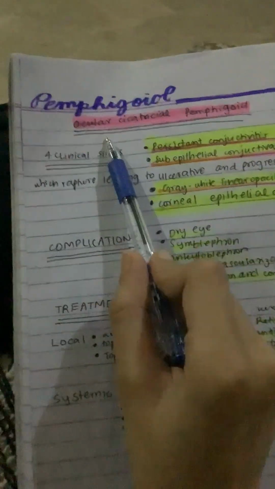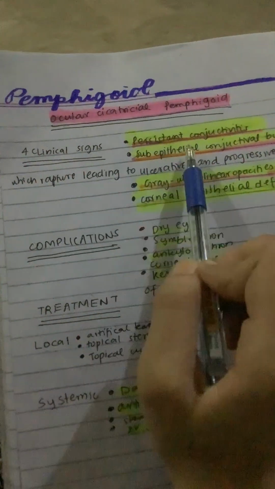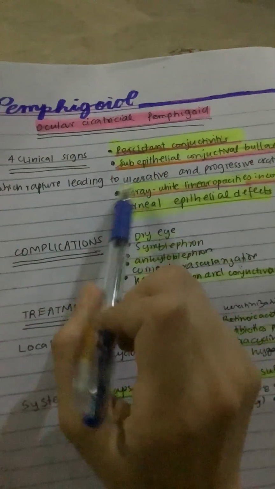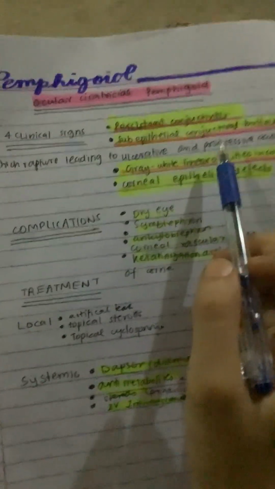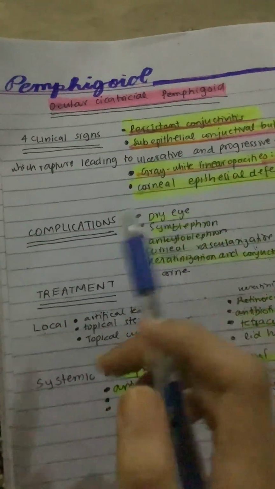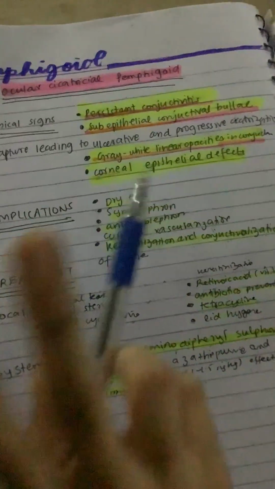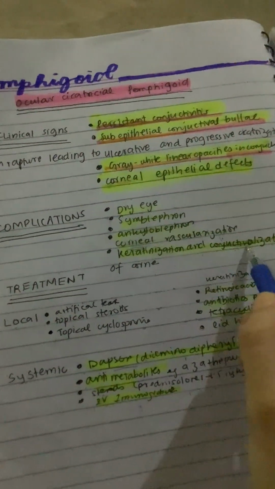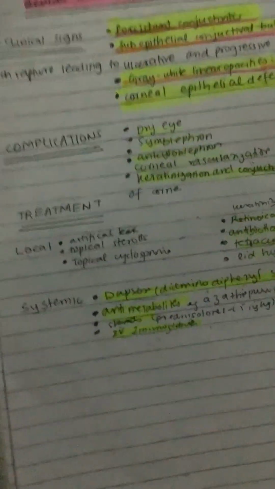What is pemphigoid? Pemphigoid is basically persistent conjunctivitis with subepithelial conjunctival bullae that rupture and lead to further cicatrization. There are going to be white linear opacities in the conjunctiva. There are also going to be corneal epithelial defects. This can lead to dry eye, symblepharon and ankyloblepharon, keratinization, vascularization, and conjunctivalization of the cornea. Conjunctivalization means that the corneal epithelium will start to resemble the conjunctival epithelium. You would not want that.